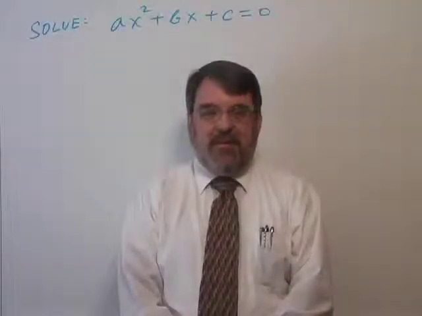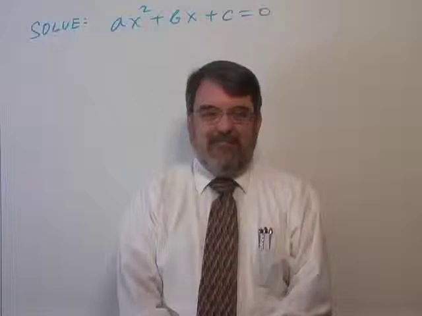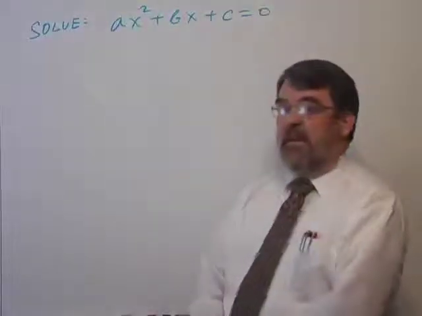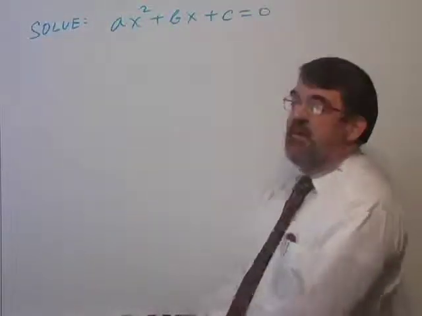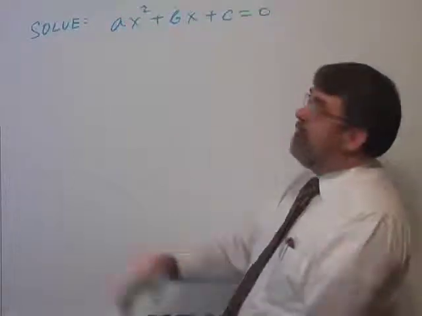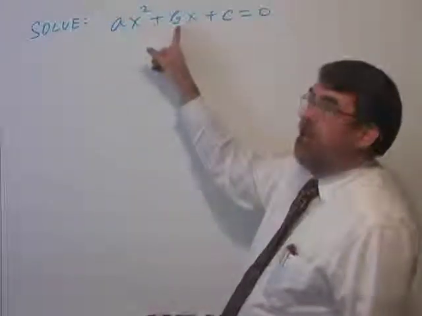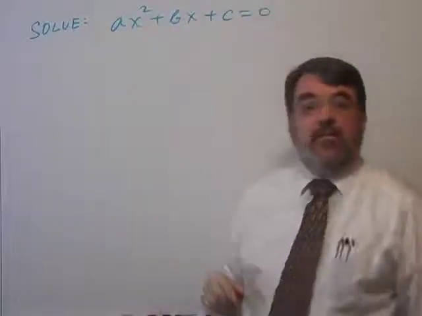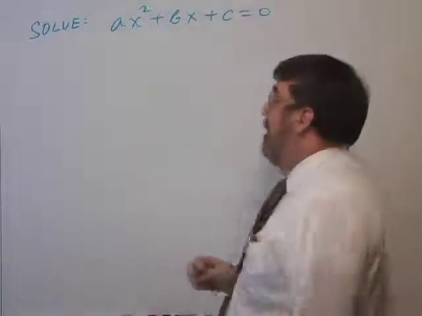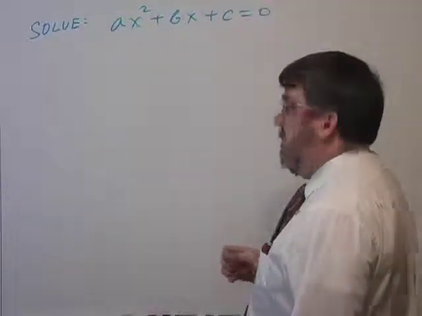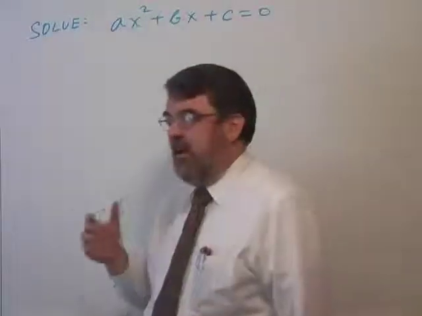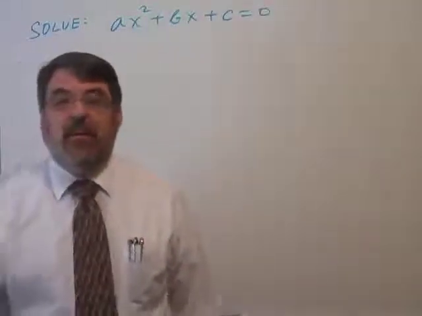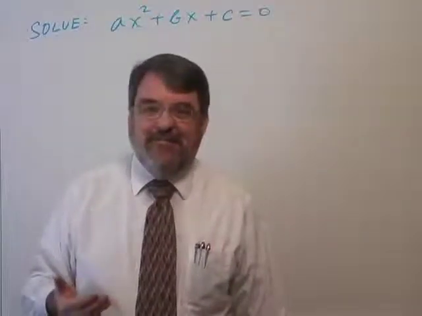Okay, we're going to solve every quadratic equation, because every quadratic equation can be simplified down to this format: ax squared plus bx plus c equals 0. And so we're going to solve for x. Now the way to do that is to use the completing the square method.